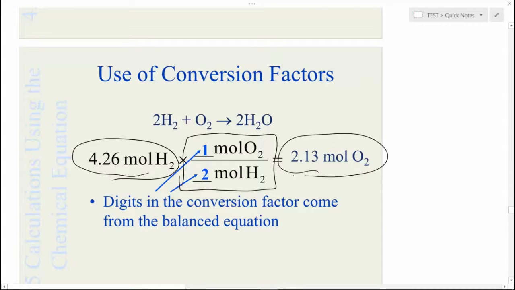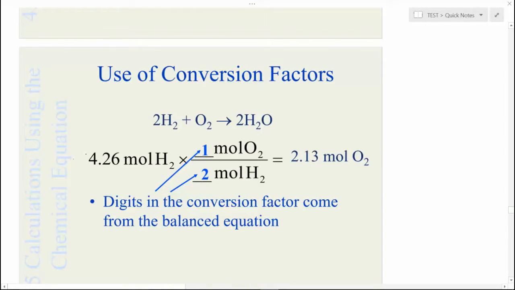And this is the exact way that I would set that up. 4.26 moles of H2 times my conversion factor, 1 mole of O2. I'm converting to O2. Now remember, whenever we do a conversion, we always start with what we're given. So here, we're given the amount 4.26 moles of H2. So that's what we start with. And then we go to the thing that we're trying to get to, which is moles of O2. So from H2 to O2. And this is where stoichiometry comes into play.